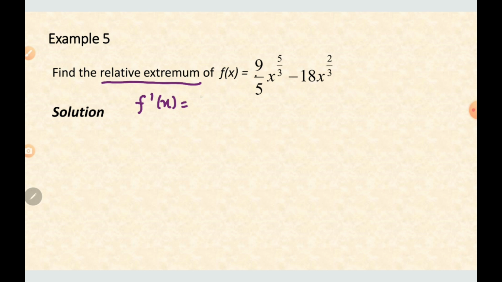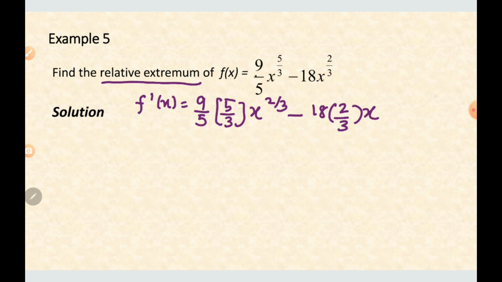f prime x equals 9 over 5 multiplied with 5 over 3 x to the power of 5 over 3 minus 3 over 3, that is 2 over 3. Then you have to minus 18 times 2 over 3 x to the power of 2 over 3 minus 3 over 3, and the answer is negative 1 over 3.